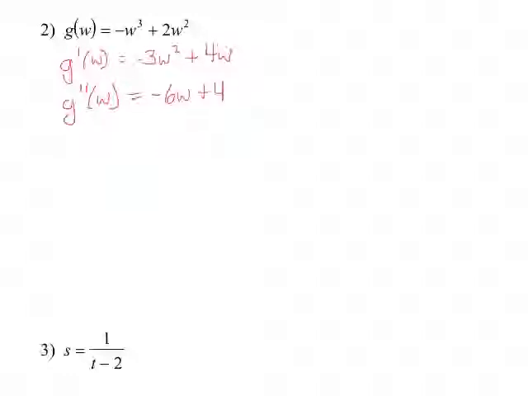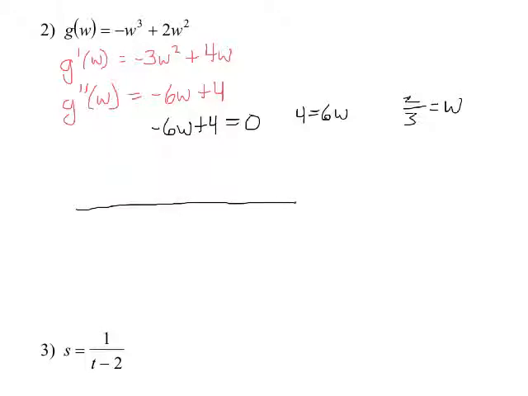And if we want to find points of inflection, what we do is we set our second derivative equal to 0, and we find that 4 is equal to 6w, or 2/3 is equal to w. So at w equals 2/3, we probably have a point of inflection.